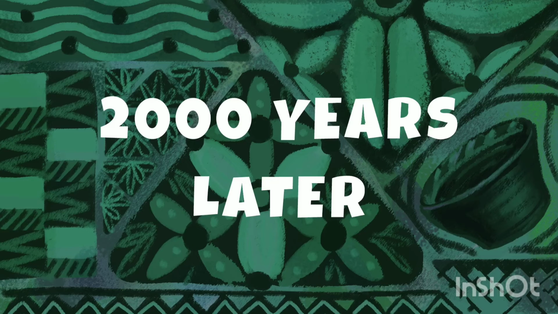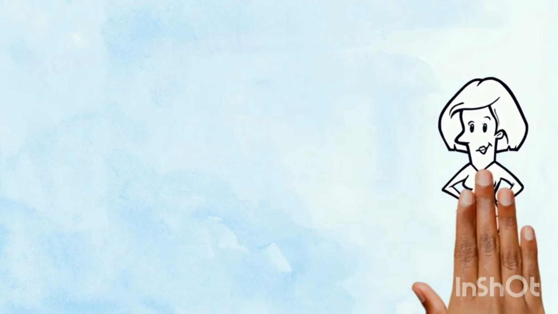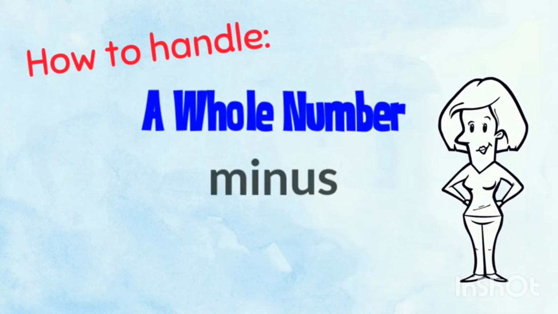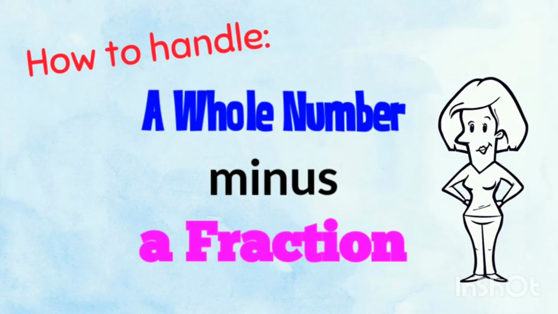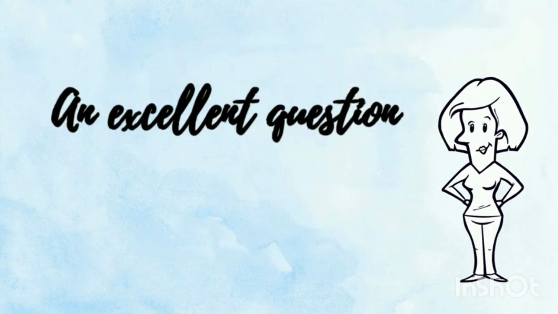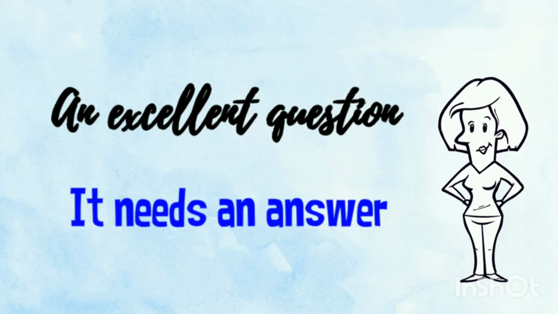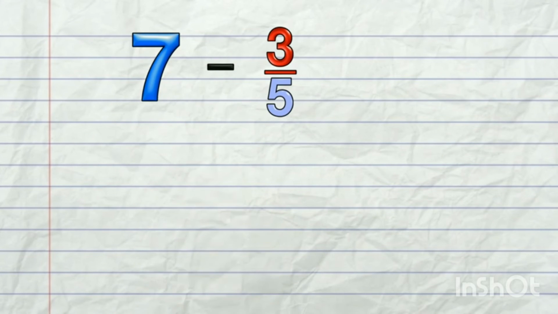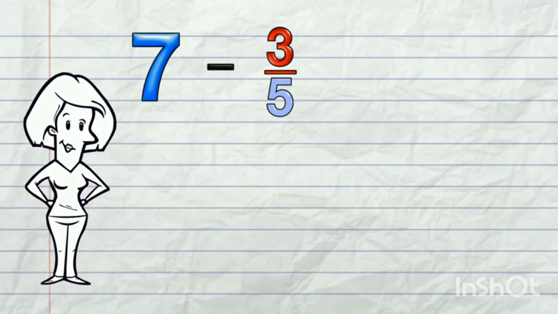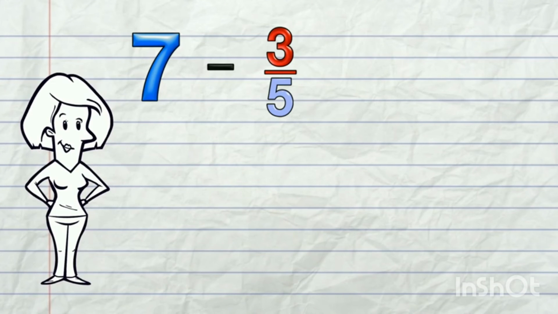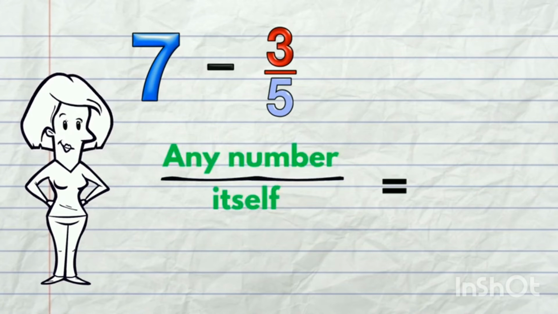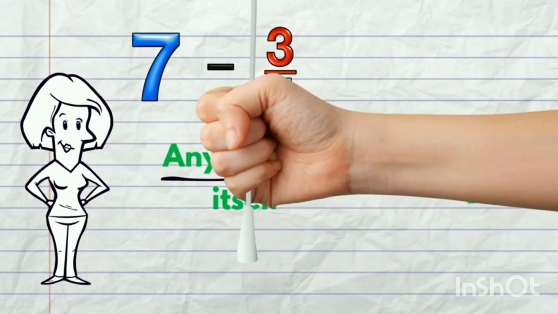How to handle a whole number minus a fraction. I had a note about this recently on my channel. It's an excellent question and it needs an answer. Let's take this example: 7 minus 3/5. The easiest way in I can give you here is to say that any number over itself is one whole. Let me show you how that looks.